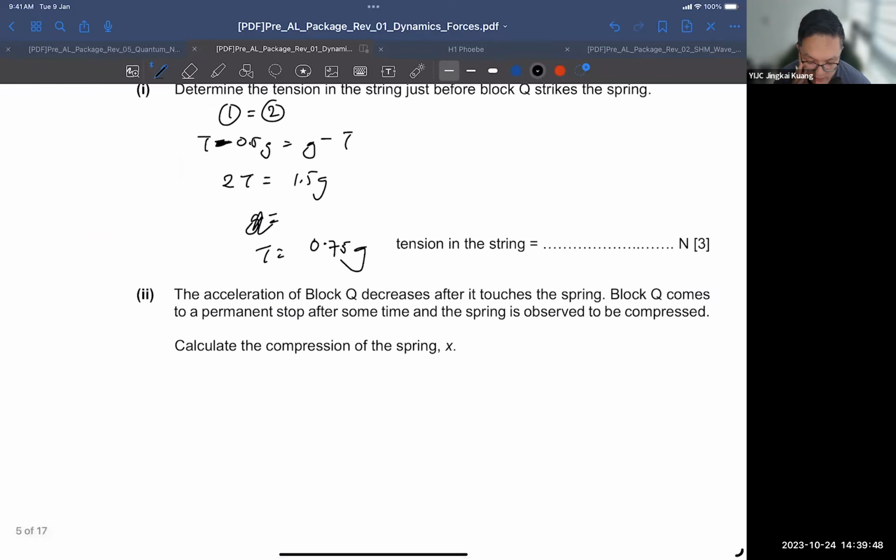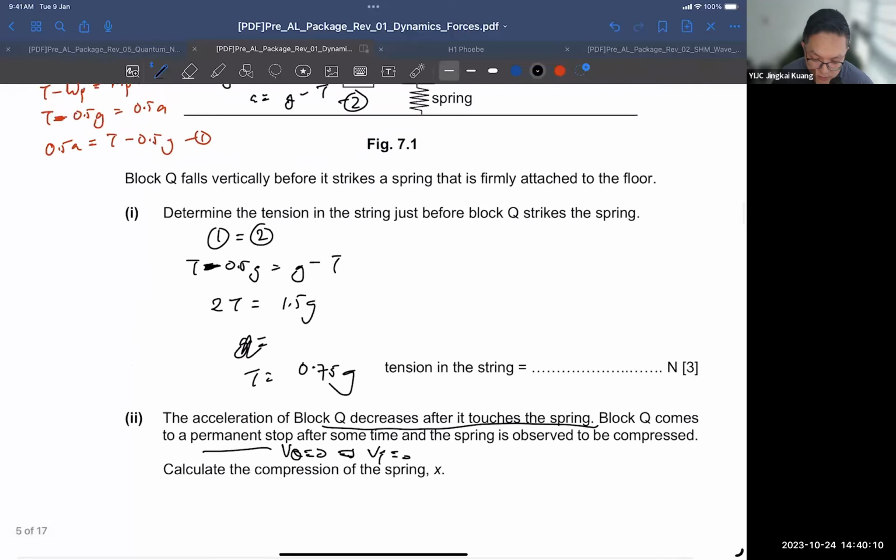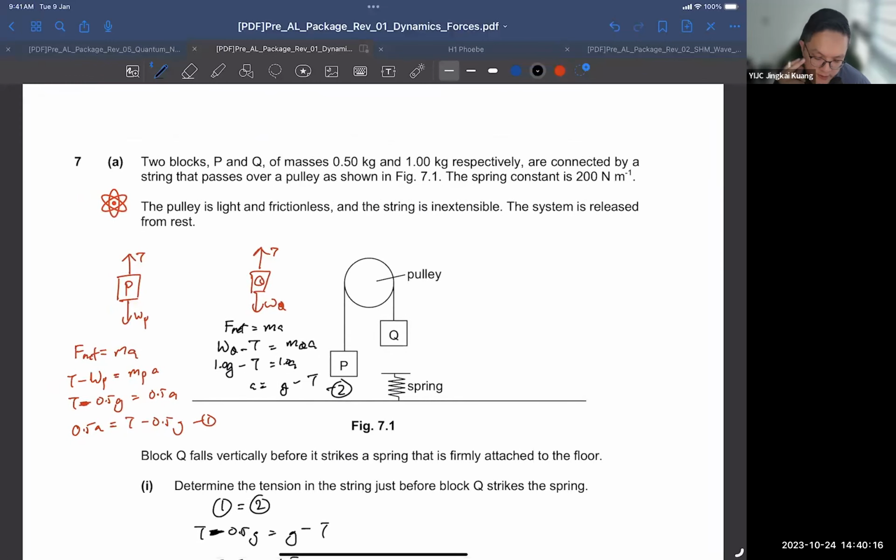Compression of the spring. Block Q decelerates after it touches the spring, and block Q comes to a permanent stop. So VQ equals 0, which means VP also equals 0, so the kinetic energy becomes 0 for both of them. Calculate the compression of the spring X. For this we need to know the initial height, but they never gave me the initial height, only that it starts from rest.